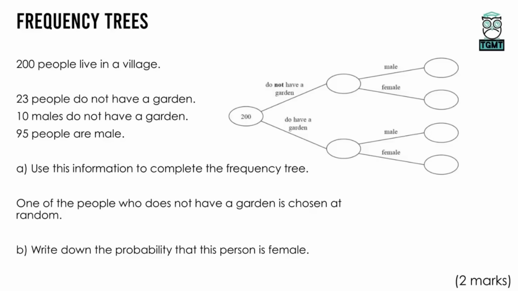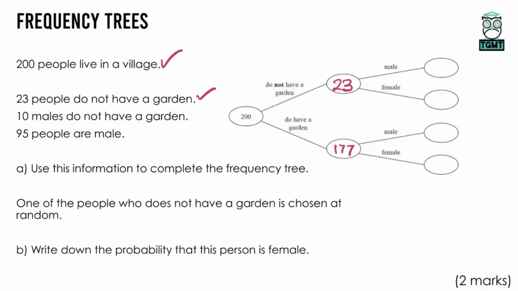Okay, I'm looking at a frequency tree. Now it says here 200 people live in a village, that's given to us on the frequency tree, and then starts to tell us a lot of information. So I'm going to start to fill these in as I read it. So 23, this is already done, 23 people do not have a garden, so that's 23 here. Straight away I can do 200 take away 23 and get the 177 people that do have a garden, and I'll tick that off.